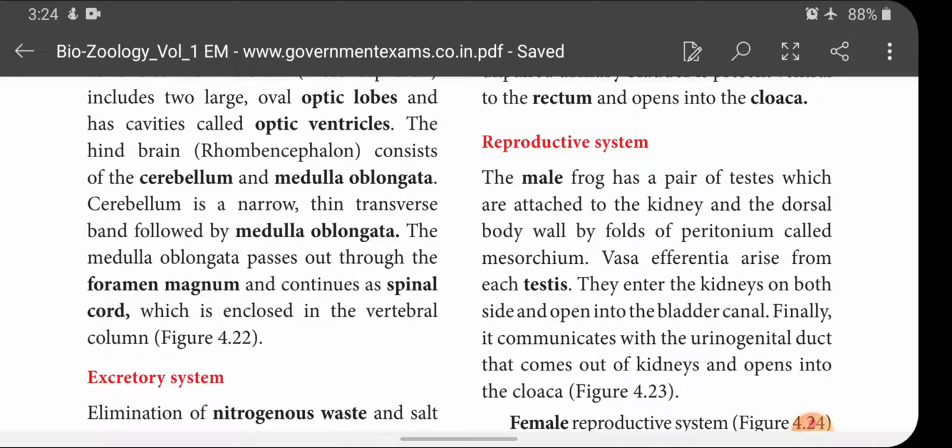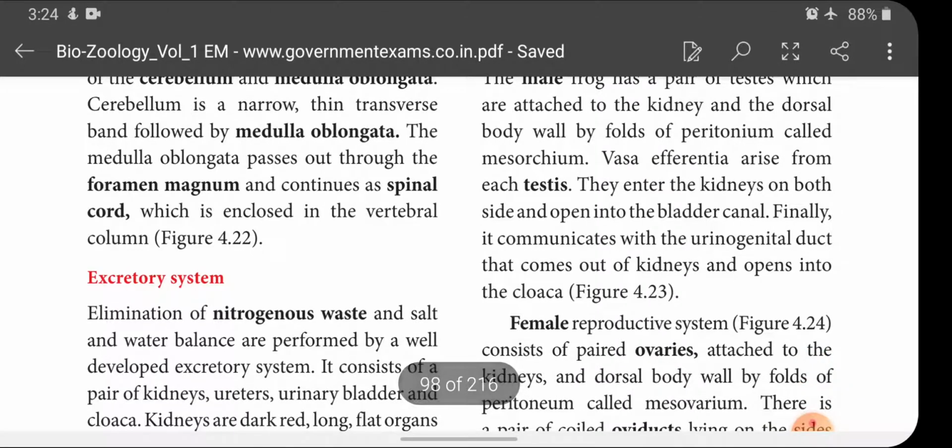So the testis is attached with the kidney as well as with the body wall by a fold of peritoneum called mesorchium. Vasa efferentia arise from each testis. They enter the kidneys on both sides and open into the Bidder's canal.